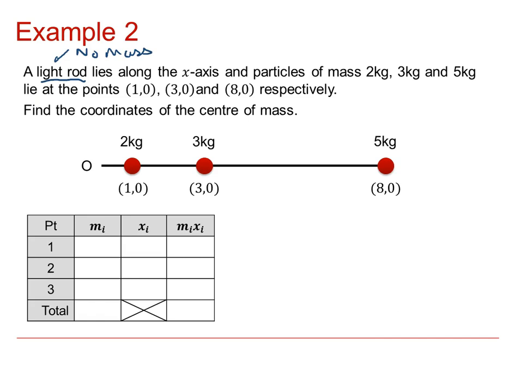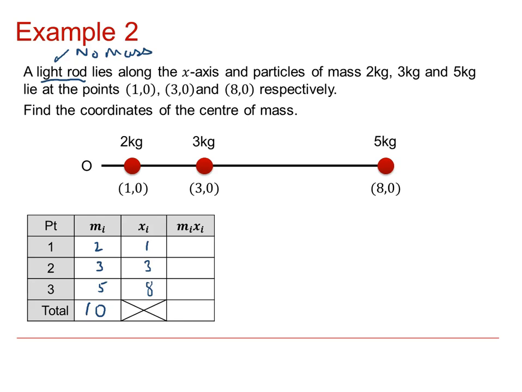And here's the table that we can use in this particular instance, where we're going to list the individual masses, their distances xi, and then calculate the individual moments. So the masses are 2, 3 and 5 respectively, so that the total mass there is 10. The distances are 1, 3 and 8.